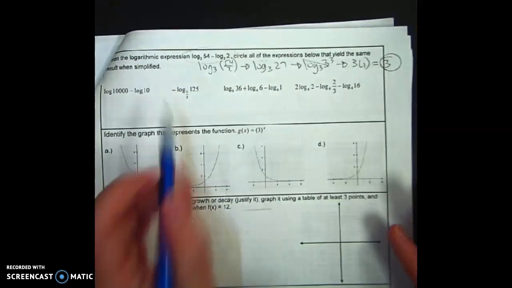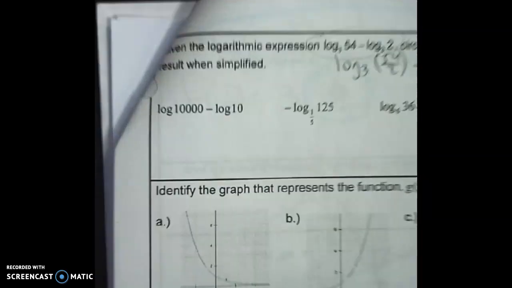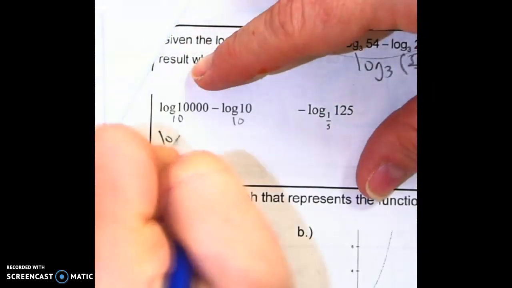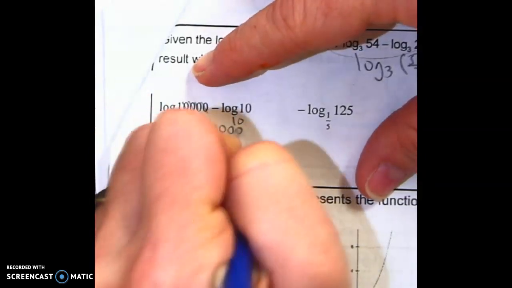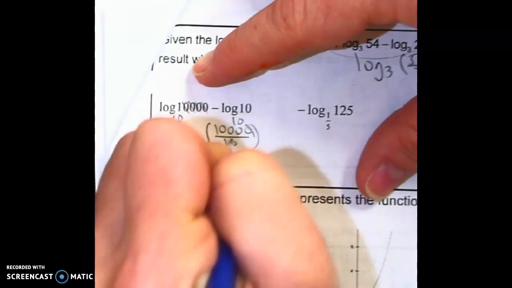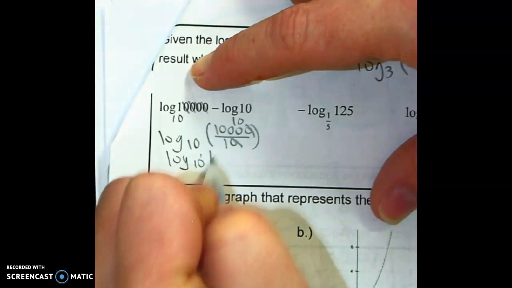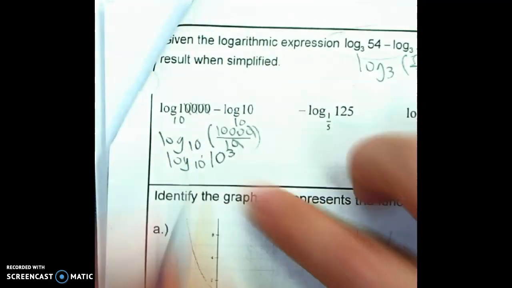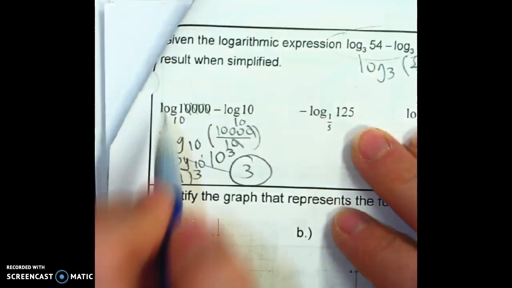So I think what they want to know is which one is going to give me the same answer. So I just need to simplify all these. Let me zoom in on each one. I know that if I don't see a base, it's base 10. 1, 2, 3, 4. That goes away. So that's log 10, 10 cubed. Little turns big. All right, so that is one of them.